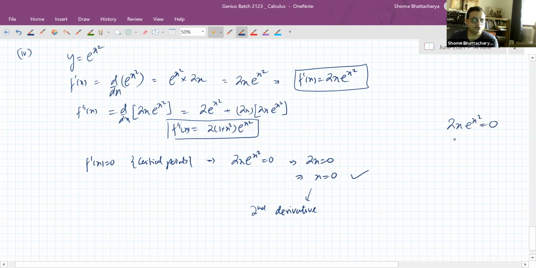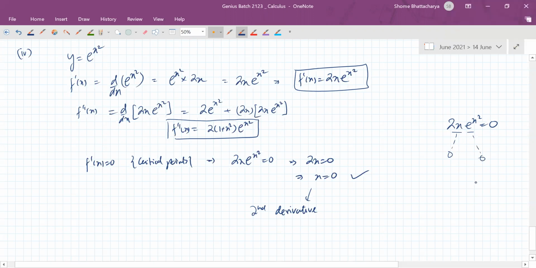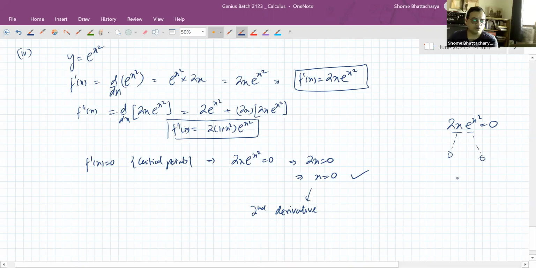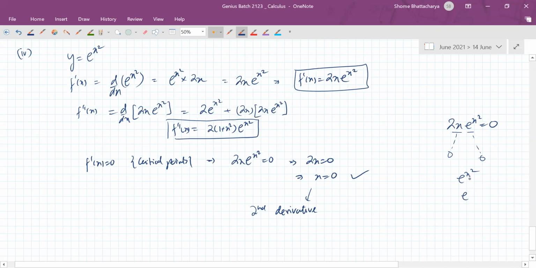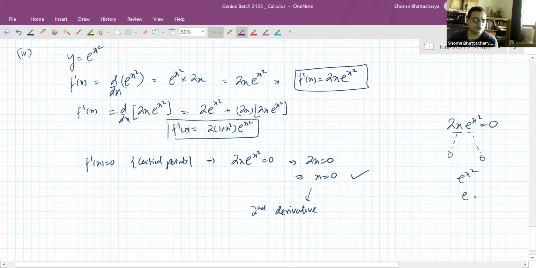So it's the product of two things. Matlab 2 is obviously a positive number. So the product of this into this should be 0. So either this should be 0 or this should be 0. Yes. Okay, or both are 0. But now you can see the quantity e raised power x square is never 0. Because e raised power, matlab, it's basically x square is ranging between 0 and infinity.